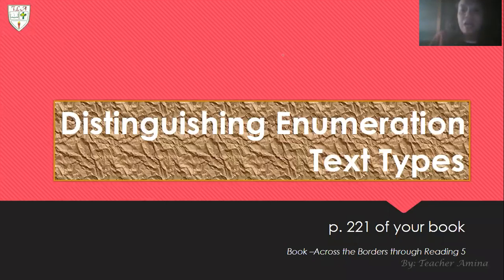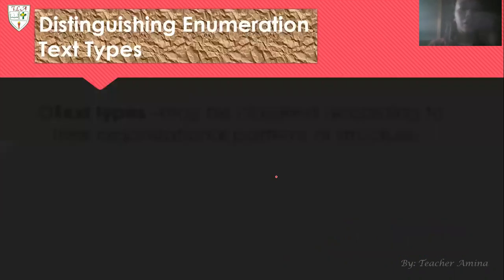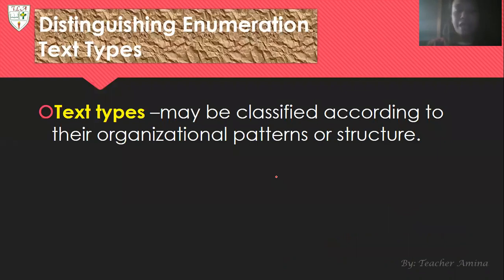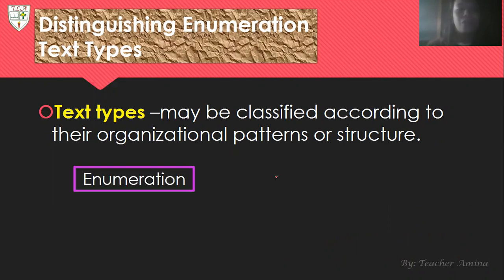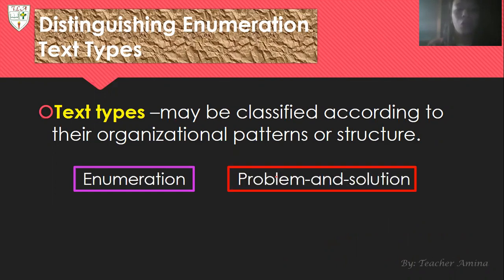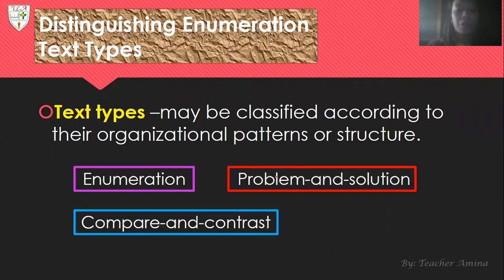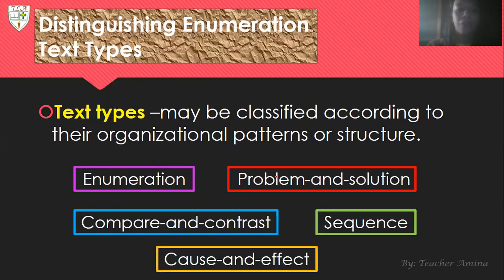Now, let's have our last lesson for today. It's about distinguishing enumeration text types. What are text types? They may be classified according to their organizational patterns or structure. We have different kinds, so we have enumeration, problem and solution, compare and contrast, sequence, and cause and effect. But for today, we're going to focus on enumeration.